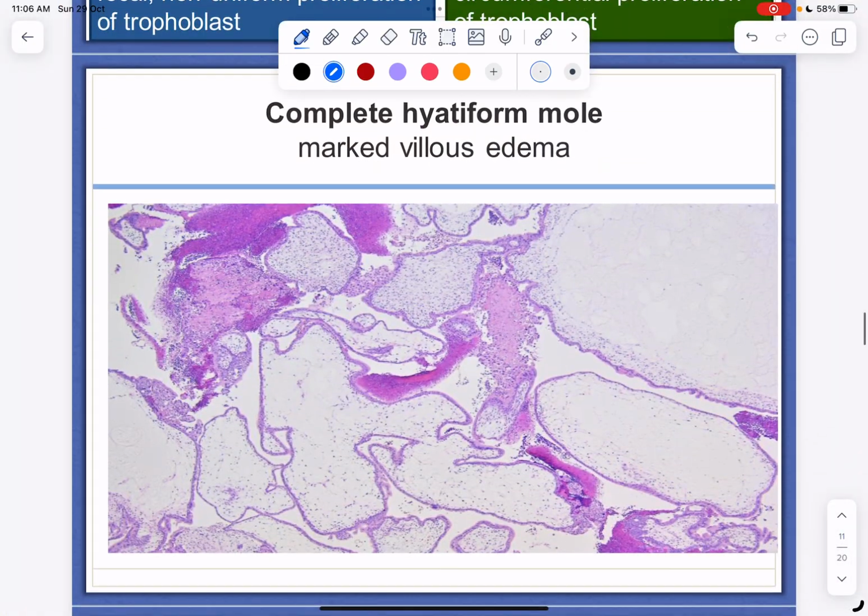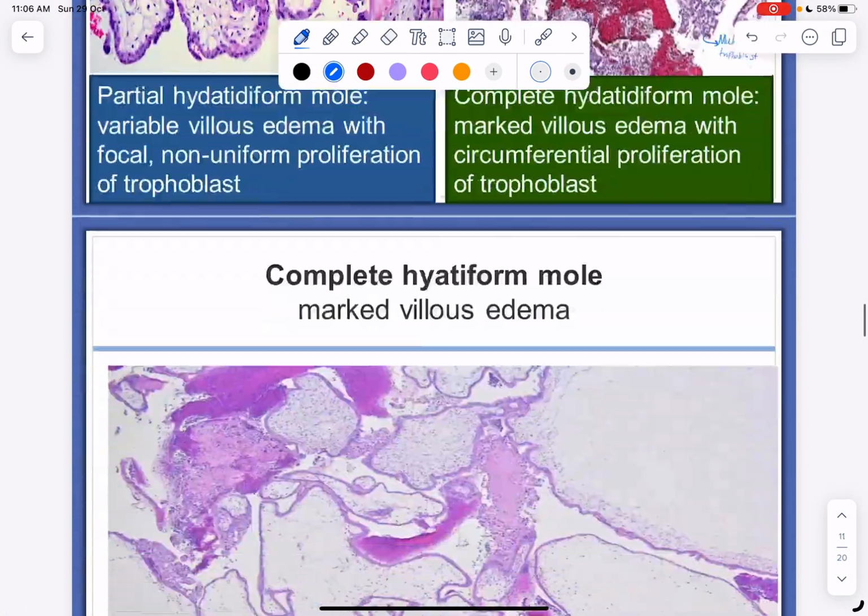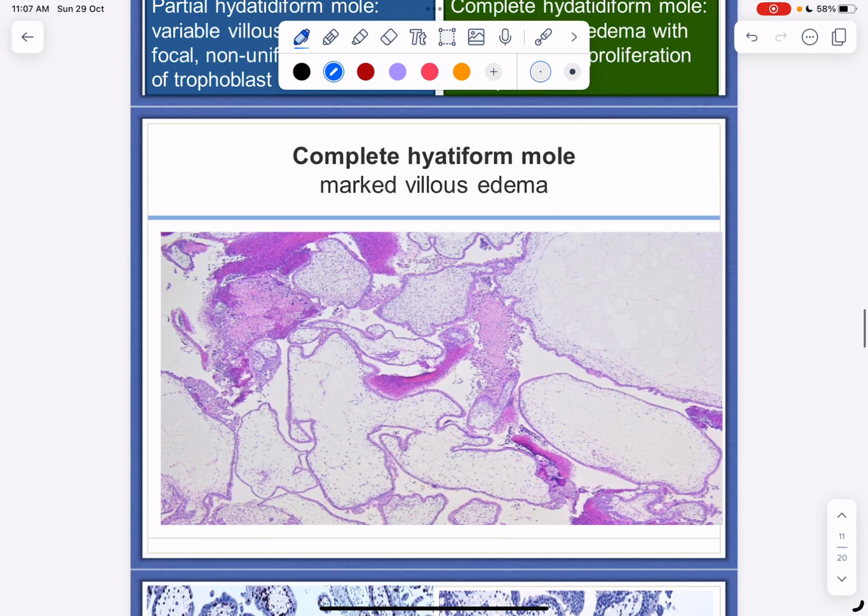This is complete mole, complete hydatidiform mole, marked villus edema. This is marked villus edema. And when the villi are markedly edematous, we call it cistern, like a cyst. Cistern. Villus cistern. Okay?